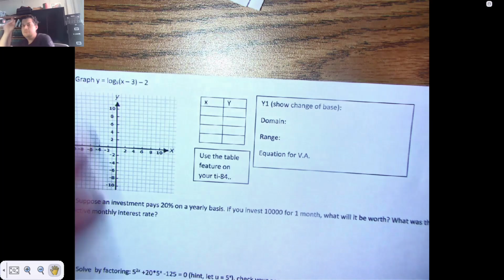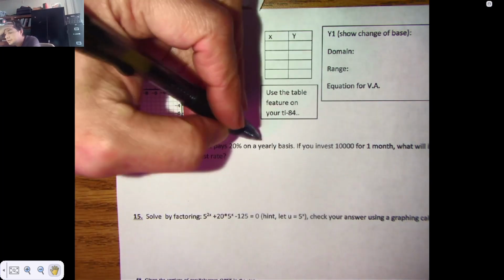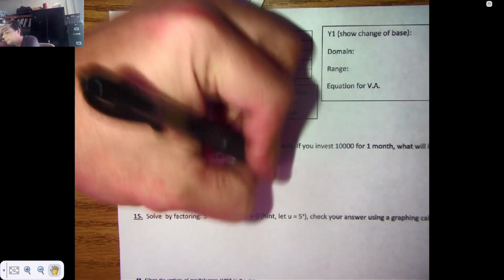Didn't do 13, moving on to 14. 14's old. Suppose, well, it's not actually that old. Suppose an investment pays 20% on a yearly basis. If you invest 10,000 per month, what will it be worth? What was the effective monthly interest rate? So because it doesn't talk about compounding, your formula would be the exponential growth.